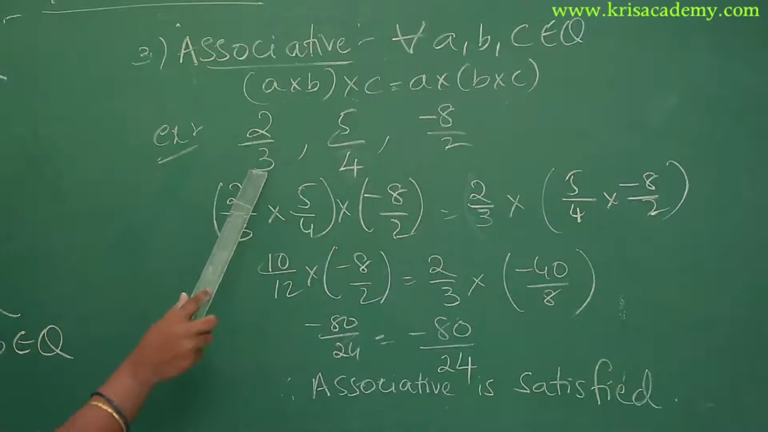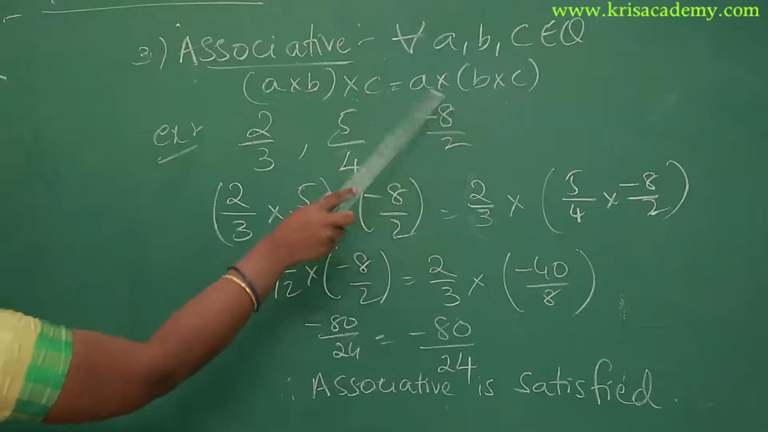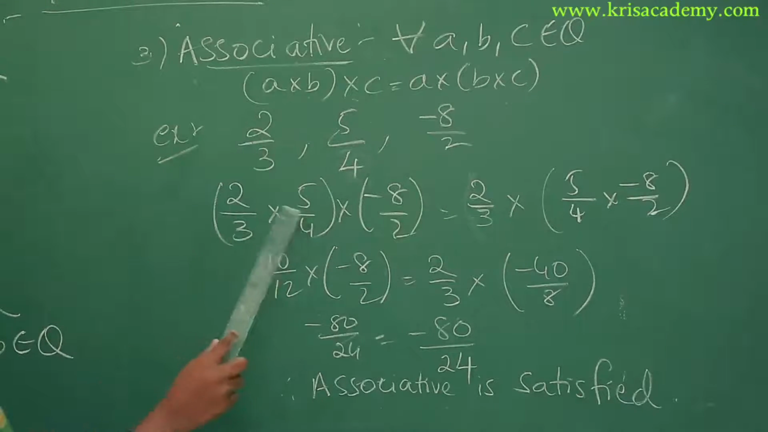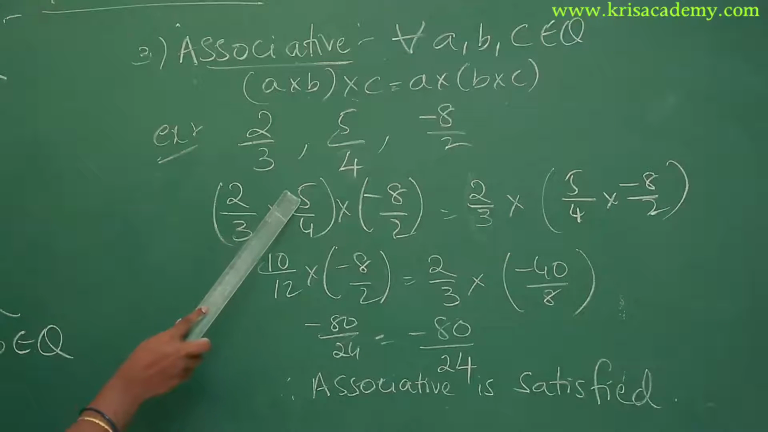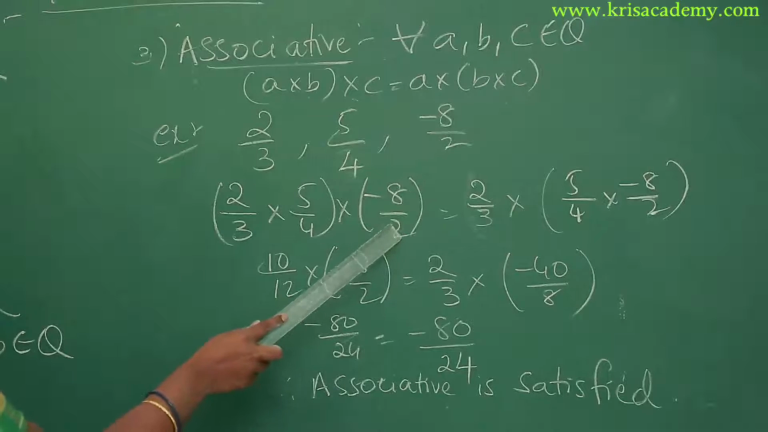Now a value, let us take 2 by 3, b value is 5 by 4, c value is minus 8 by 2. We can take your own examples because if you know multiplication, this is easy only. So now a place write 2 by 3, b place you write 5 by 4, c place, minus 8 by 2. This is your LHS.